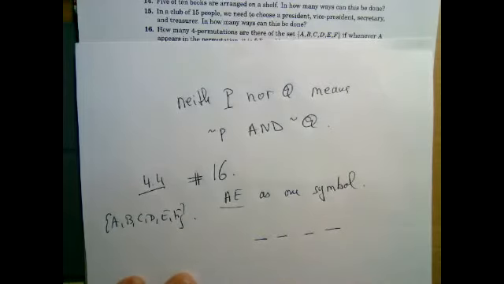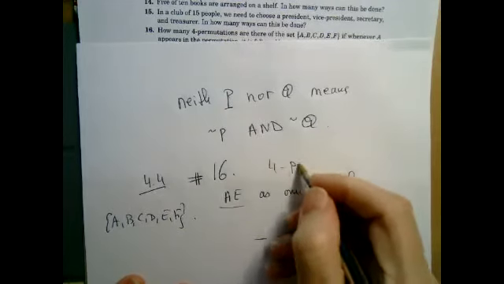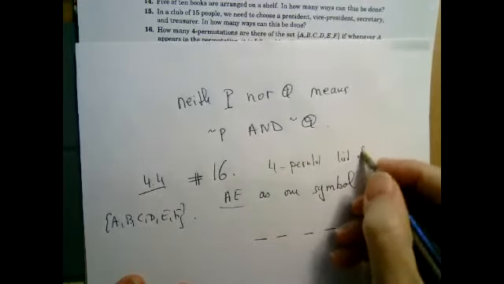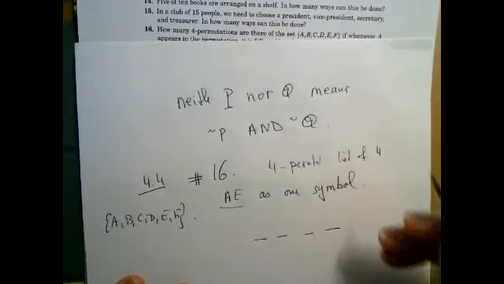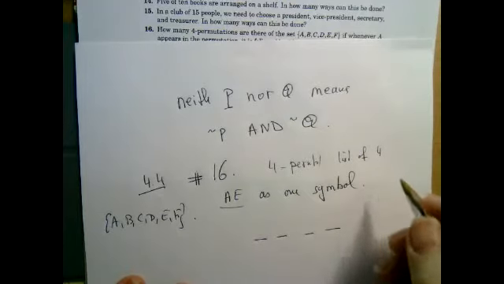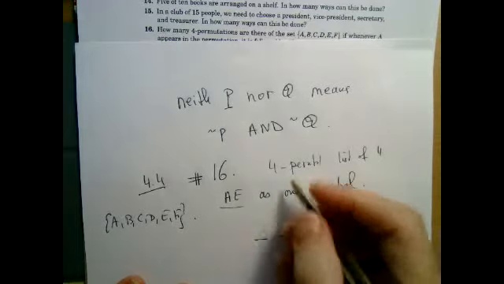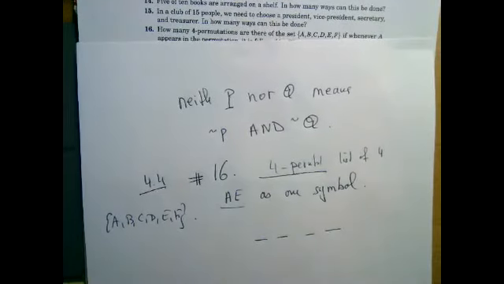Peter, can you talk? It's a 4-permutation, so be careful. A 4-permutation means an ordered list of 4 items. It's not all of them, it's not a permutation of the whole set. So a 4-permutation means an ordered list of 4 items. How are we going to do this?